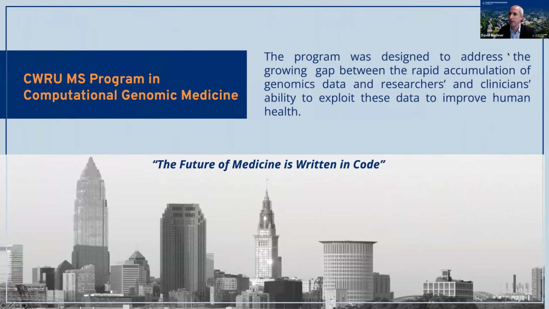So why did we develop this program in the first place? The program was designed to address the growing gap between the rapid accumulation of genomics data and researchers' and clinicians' ability to exploit these data to improve human health. Recently, especially with high-throughput genomics techniques becoming cheaper and cheaper to use, there's been a burst of data available to analyze, and there are just not enough people qualified to analyze it. So our program was developed to train people how to better analyze these data to improve human health.